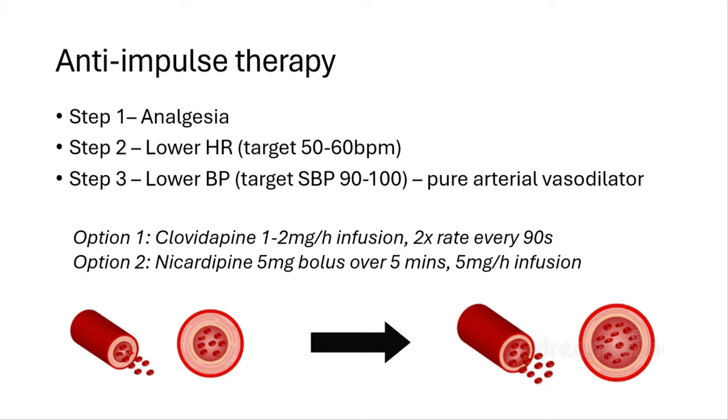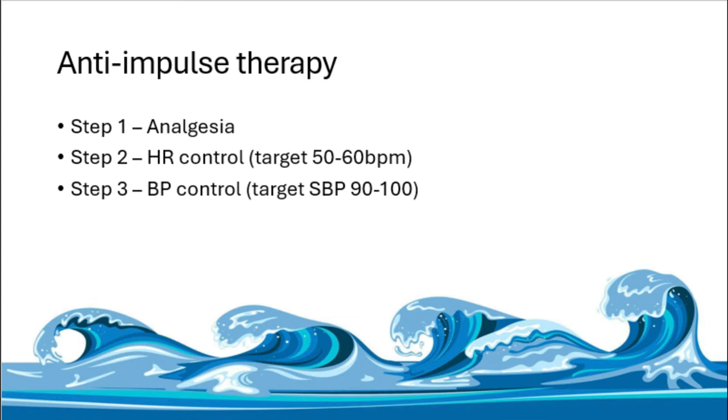Let's quickly recap that three-pronged approach to pharmacotherapy in dissection. Number one is to deal with analgesia. You can start this before you get the diagnosis. These patients tend to be in a lot of pain. Give them fentanyl, stop that catecholamine surge. That's going to help to lower the heart rate and blood pressure. And until you deal with their pain, you'll never get their heart rate and blood pressure down.